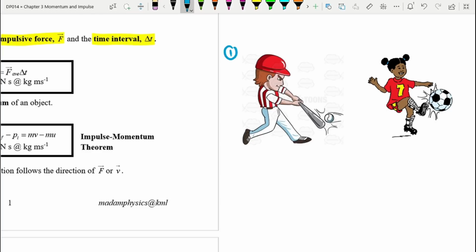So maksudnya kita apply force on the ball, so kita boleh calculate the impulse on the ball. Ataupun kita kick a ball, so sama juga, we give a force on the football, and obviously akan ada impulse acting on the ball. Okay, dan dia akan ada very short contact time between the ball and the bat, okay, pemukul tu ataupun force yang supply by another object.